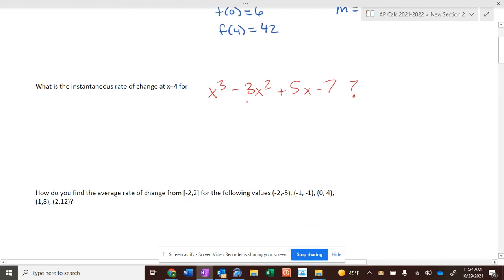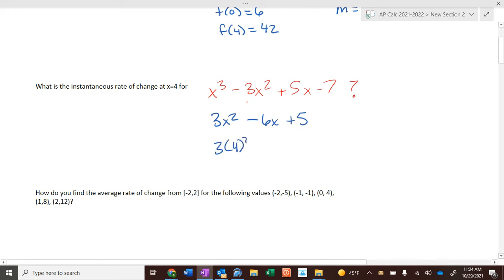Okay? Instantaneous rate of change. Now you. What's the instantaneous rate of change at x equals 4 for that function? First derivative: 3x squared minus 6x plus 5. I caught my mistake. All right. So if you stick in a 4, it's 3 times 4 squared minus 6 times 4 plus 5. 48, right? Minus 24 plus 5, which is 29. We good?